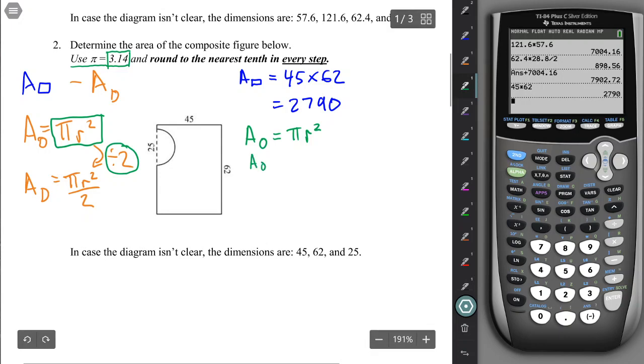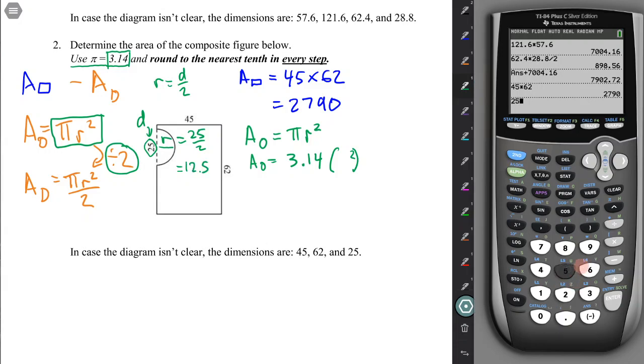So the area of my circle is 3.14 times my radius squared. Now, I don't actually know what my radius is, though, do I? I know that 25 is my diameter. So how do I get my radius? Well, your radius is going to be your diameter divided by 2. So my radius is 25 divided by 2, which is 12.5. I don't need a calculator for it, but if you need to, there's no shame doing 25 divided by 2. So there you go, 12.5.